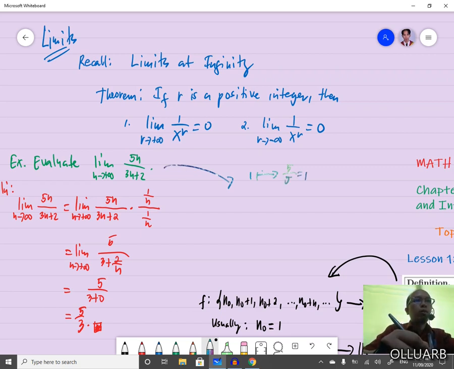Okay, when n is equal to 2, this is 5 times 2, we have 10 over 3 times 2, 6, plus 2, 8. So 10 over 8, or this is divided by 5.